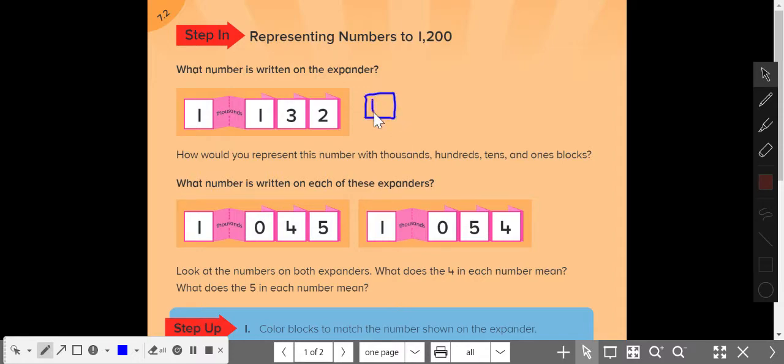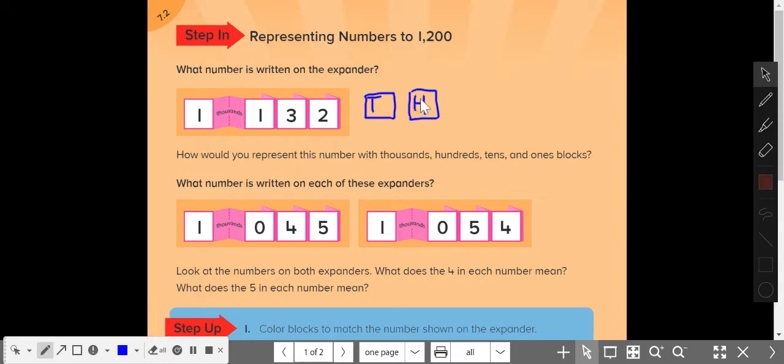When we draw a thousands block, we put it in a square and we put a T in the middle of it. We do that because a hundreds block is drawn the same way, but when we draw a hundreds block, we put an H. So T stands for thousands, H stands for hundreds. So I have my 1,000s block, my 100s block.